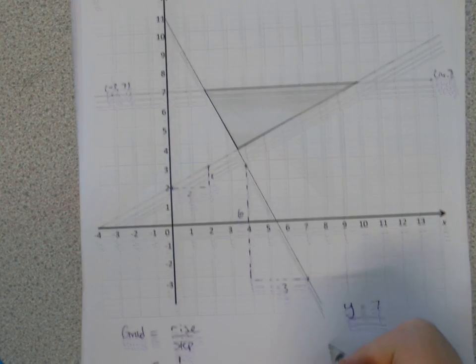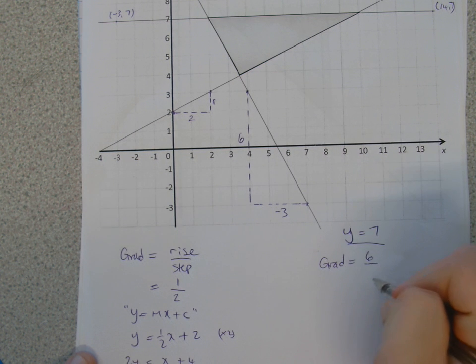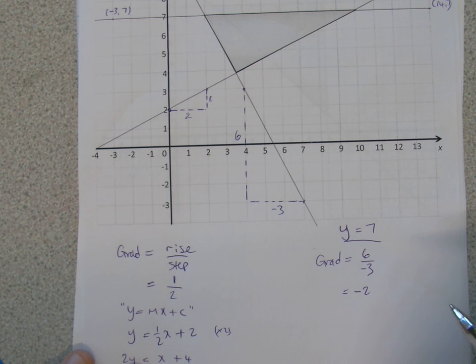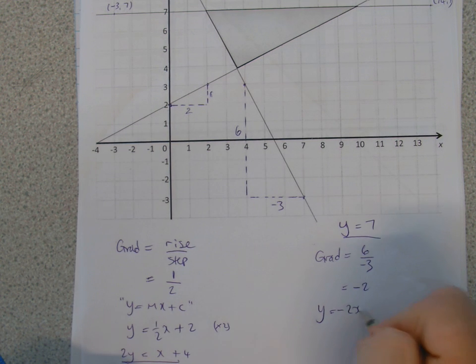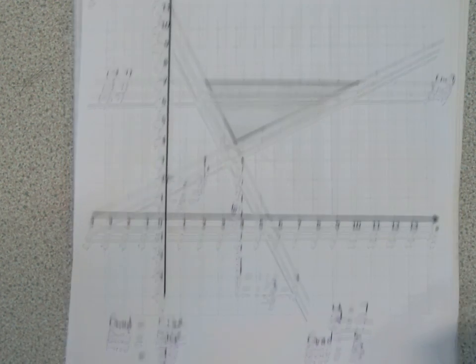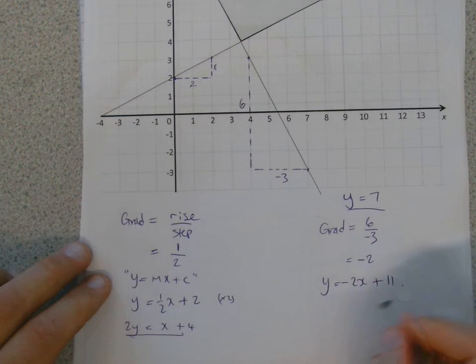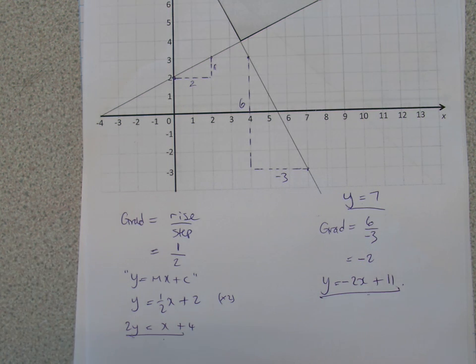So in this case the gradient will be the rise, which is 6, divided by the step, which is minus 3. Now 6 divided by 3 is 2, but because there's a minus there, it's minus 2. So the gradient is minus 2. Going back to mx plus c, it'll be minus 2x plus the constant. But the constant is where this line crosses the y-axis. It crosses at 11. So y equals minus 2x plus 11. There's your 3 equations. y equals 7, I'm underlining them, y equals minus 2x plus 11, and 2y equals x plus 4. So that's something for you to remember there.